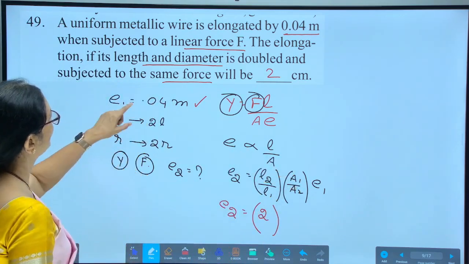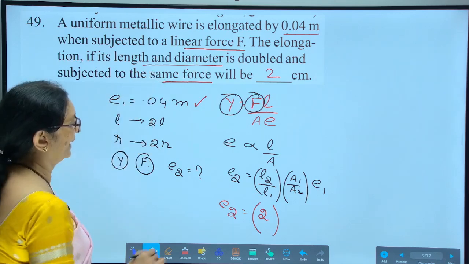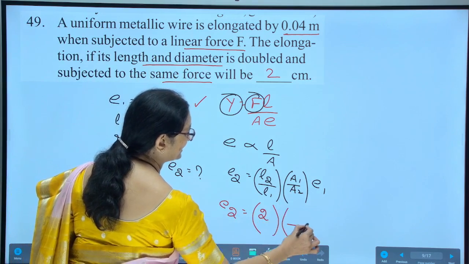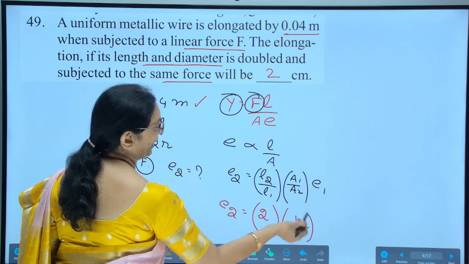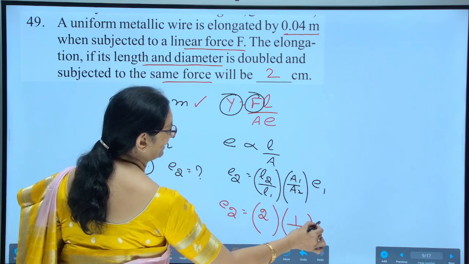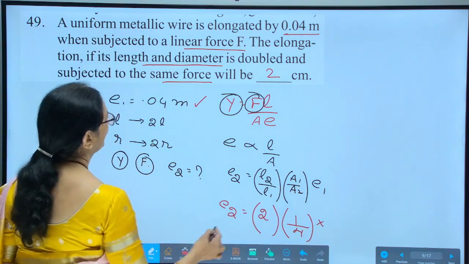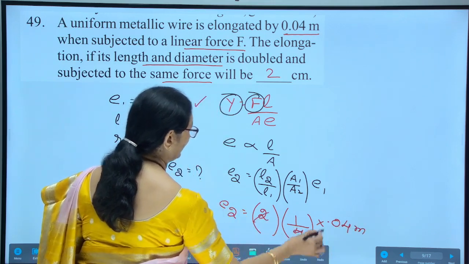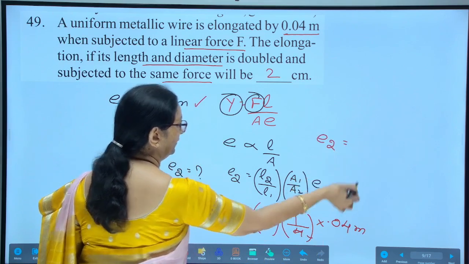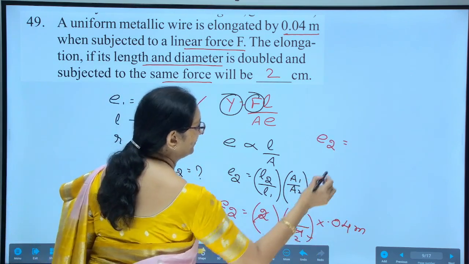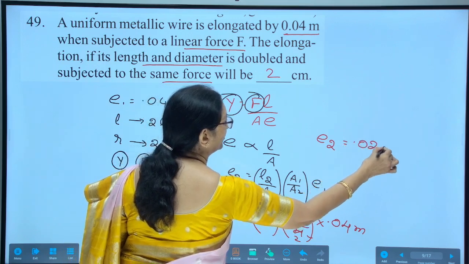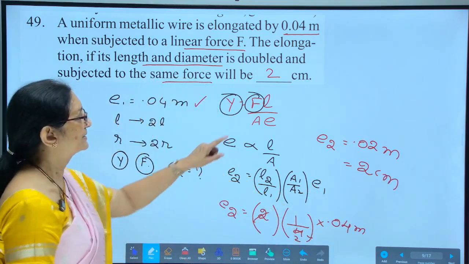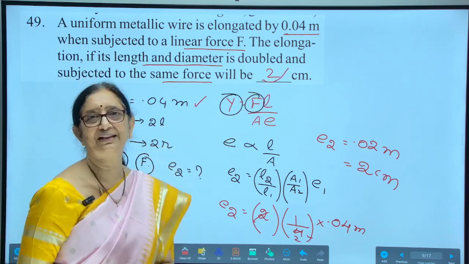And the next one is, its diameter is also doubled. So diameter is doubled means area is quadrupled. So A1 by A2 becomes 1 by 4 times E1. E1 is given as 0.04 meters. So E2 is equal to 0.04 by 2. It is equal to 0.02 meters, or 2 centimeters. So this is the right choice for that problem.